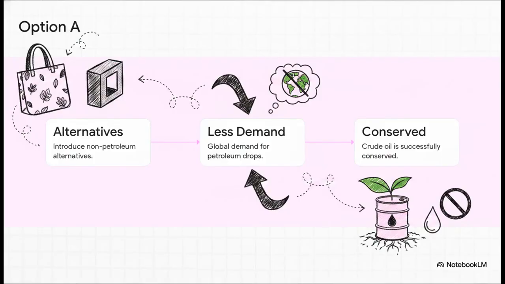So looking at option A, finding alternatives for petroleum products, it's pretty fascinating how perfectly this fits our goal. Think about grabbing a reusable cloth bag instead of a plastic one, or using alternative building materials. Step 1, we introduce those non-petroleum alternatives. Step 2, the global demand for petroleum drops because, well, people simply don't need as much of it. And step 3, because demand drops, crude oil is successfully left in the ground and conserved. So option A, fantastic conservation measure.